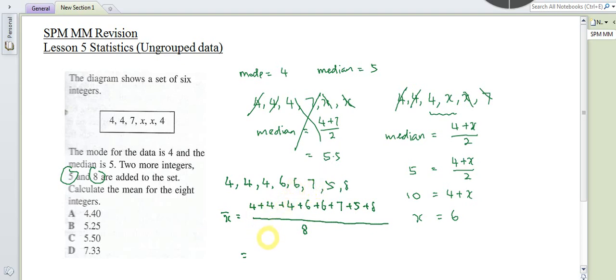Okay, here you should be able to get 44 and 8. So the final answer will be, let me check, 54 divided by 8. Okay, 5.5. Okay, so the mean is 5.5.